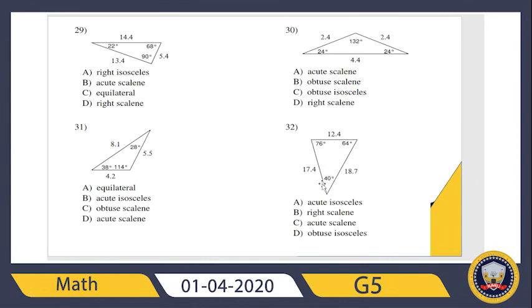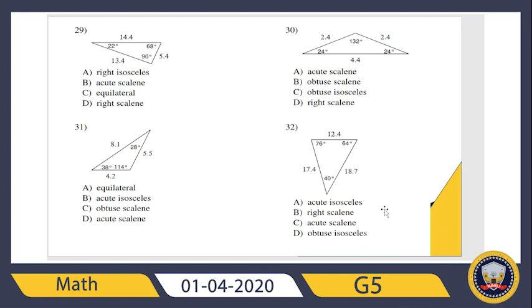Okay, let's move to the angles. First angle equals 40 degrees, second angle equals 64 degrees, and the third angle equals 76 degrees. So each angle inside this triangle is less than 90 degrees. I can classify this triangle, based on the measure of the angles, as an acute triangle, because each angle is less than 90 degrees.